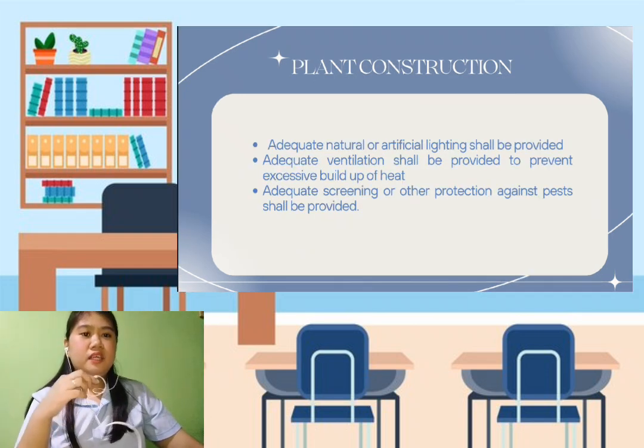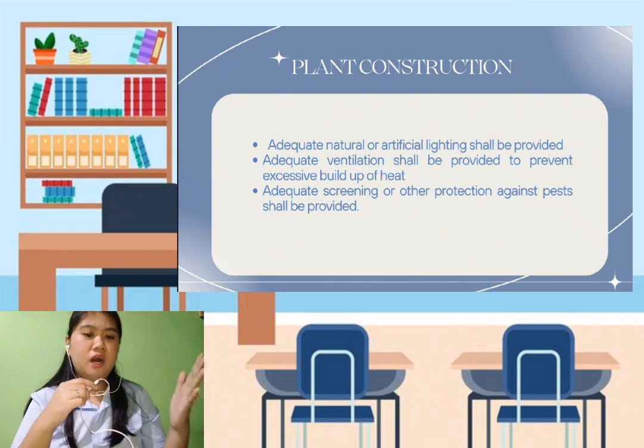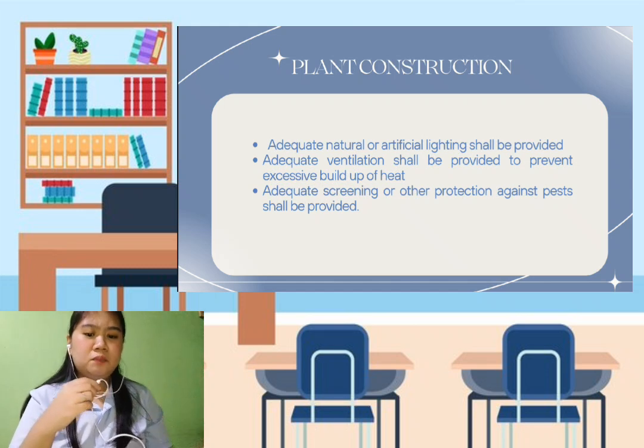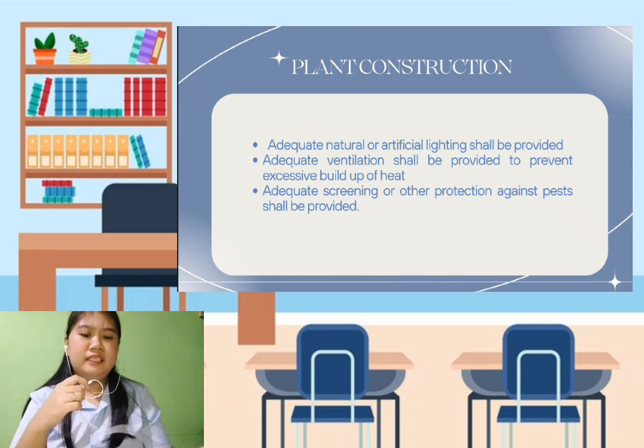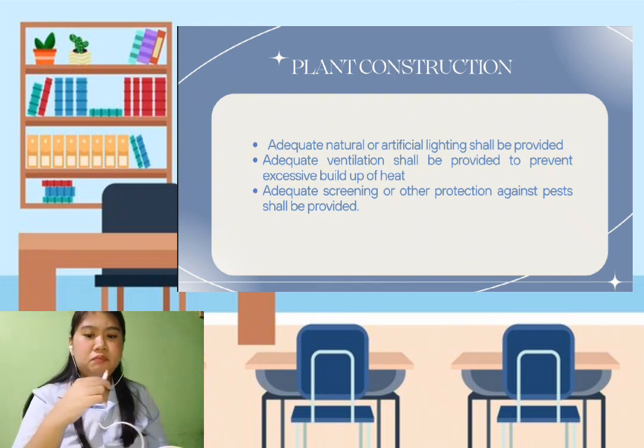3.9. Adequate natural or artificial lighting shall be provided throughout the establishment. So, syempre, in order to prevent shattering of the glass on the food, kailangan merong adequate natural or artificial lighting. Otherwise, pwede namang there shall be a protection against the food contamination in case of the glass breakage.